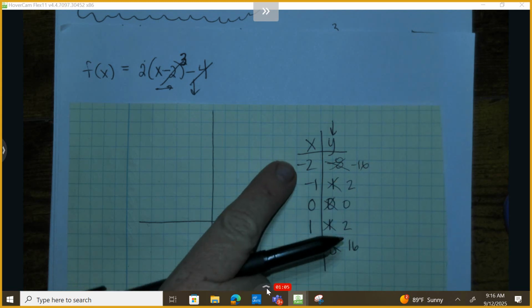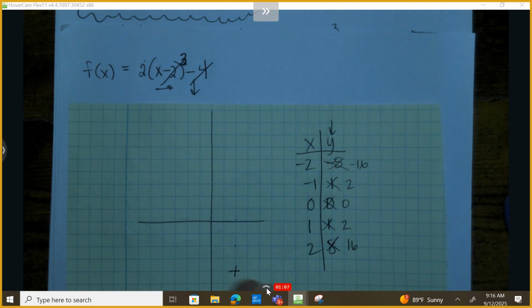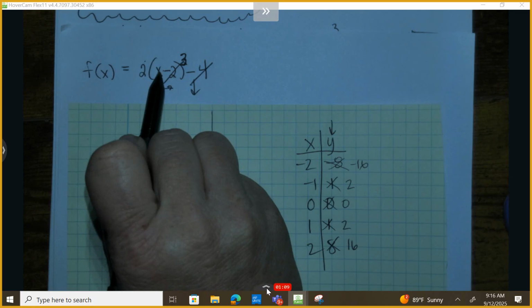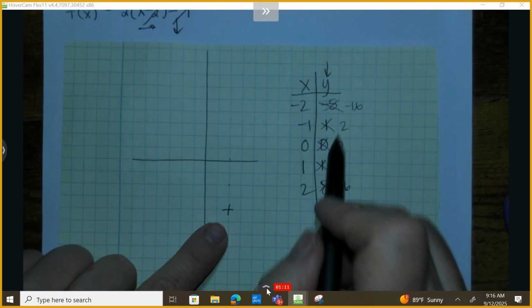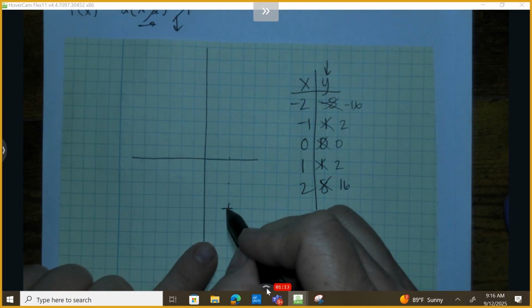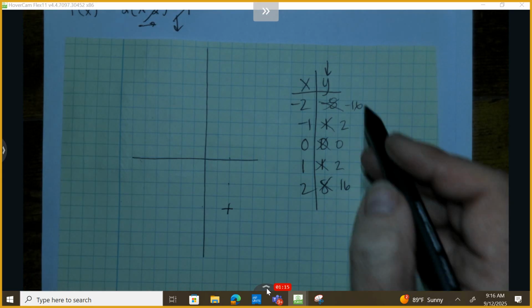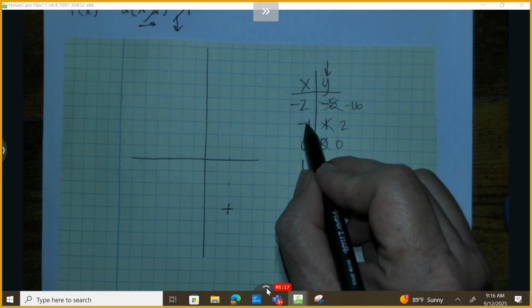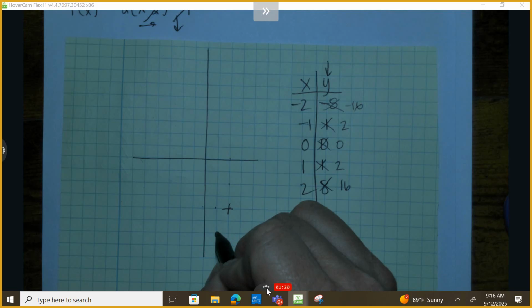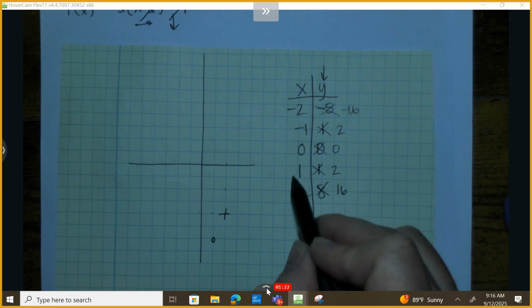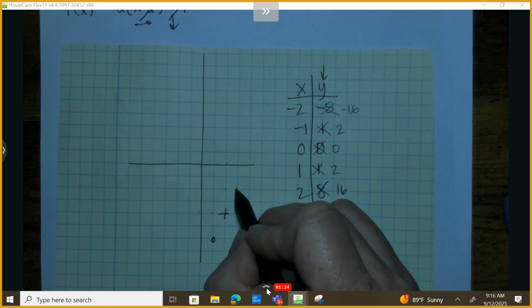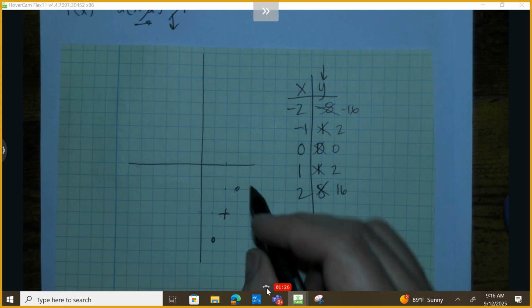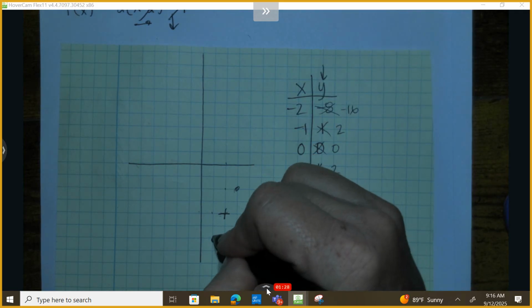You may be asking yourself, why didn't we multiply anything by the x's? Because we didn't have to factor anything out inside. So from this point, I'm going to go down 2 and down 16. Okay, that's way off the graph, but you get the idea. Then left 1 and down 2. Here's 0, 0. Right 1, up 2. And then right 2, up 16. Again, that's going to be way off the graph here, but it's looking like this.